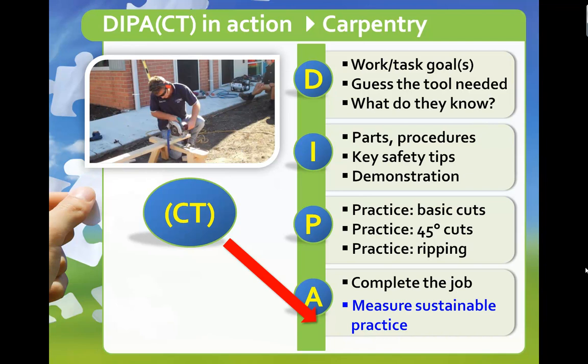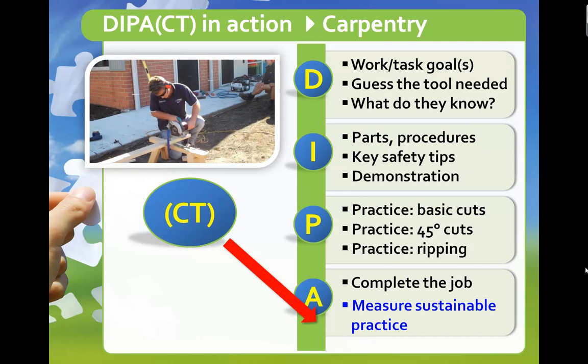We could even have facilitated that right back at the discovery stage and say, well, let's think about sustainable practice. How is that going to be relevant? If we're going to use this tool, we're going to do some instruction with the tool, we're going to practice with the tool, how can we keep that in mind, that idea of sustainable practice? So that in particular is a critical thinking element that I think is really important in carpentry or in any industry.